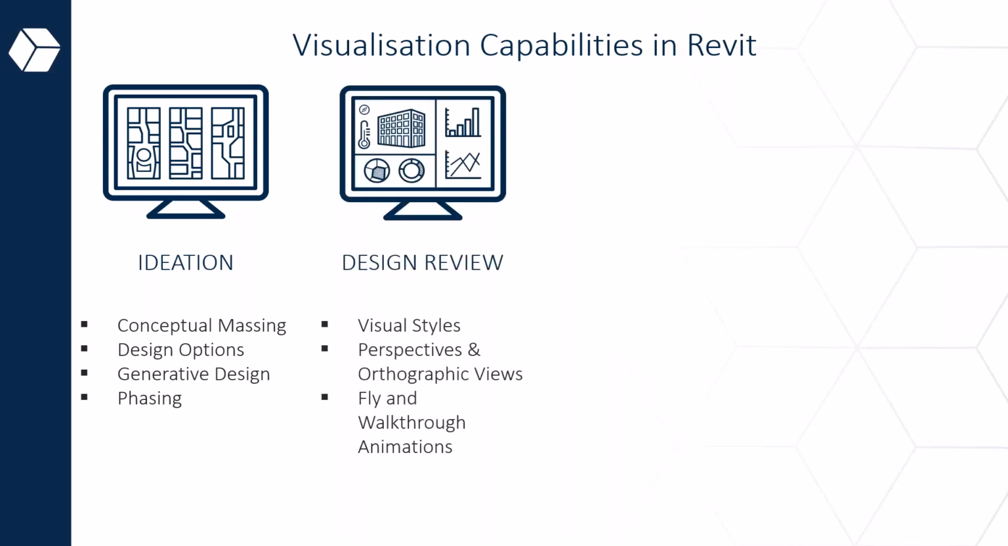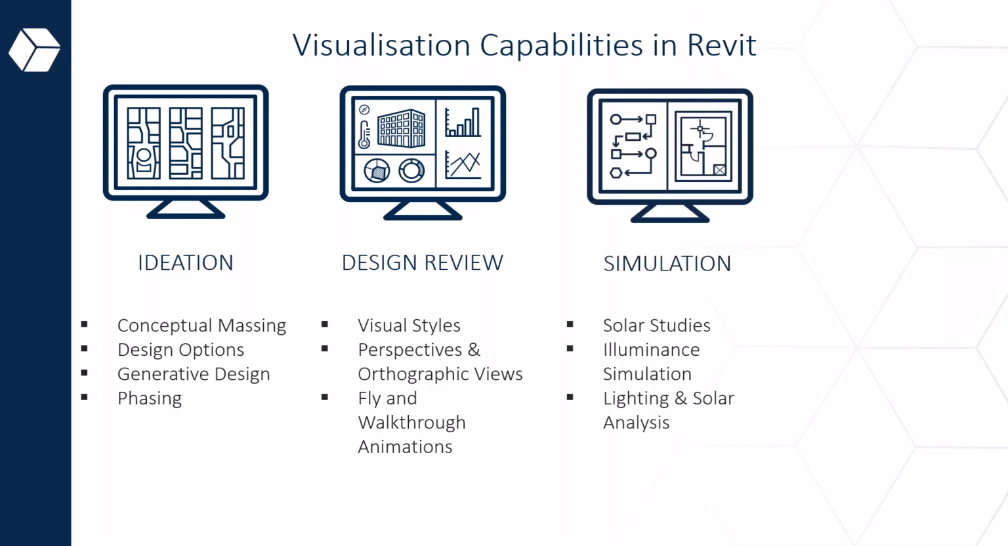Then we look at design review. So when it comes to that, we've got visual styles, different visual styles that you can look at your views in, and also perspectives and orthographic views. And this may seem like it should come with it, and obviously it does, but it is something that is quite important to have in software so that you can convey the correct message. And then you've got fly-through and walk-through animations as well.